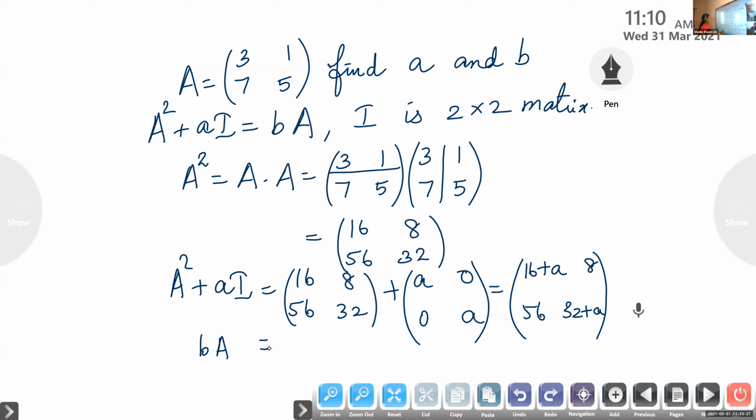That is equivalent to b into the matrix A, 3, 1, 7, 5. When you multiply this, you will get 3b, b, 7b, 5b. Now equate it. Two matrices are equal means corresponding entries are equal. Equate and find out the value of a and the value of b.